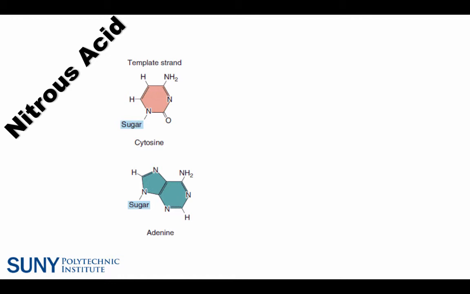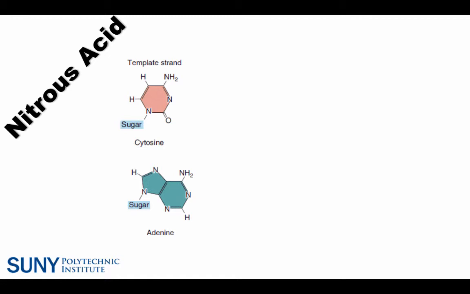All right. Induced point mutations can occur by a variety of chemical agents. We are just going to visit one of these agents and the mechanism by which it works. However, keep in mind that there are many mutagens that work in a similar fashion. One of the most common mutagens to which we are regularly exposed is nitrous acid.